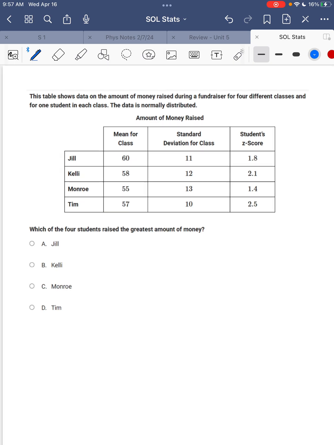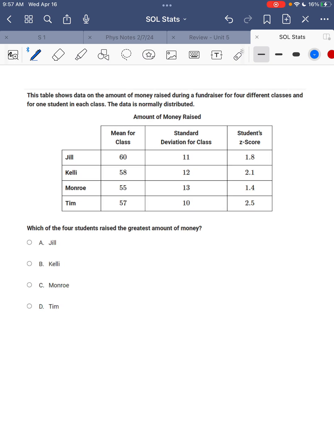All right, here we go. Okay, so this is definitely going to be a pain, this problem. There's going to be a few calculations here, but it's not really that hard in the end. So the table shows some data. All these kids are in different classes and they're doing like a fundraiser, right? And so the mean in Jill's class, the mean amount of money raised was 60, and the standard deviation was 11, where her score was 1.8.